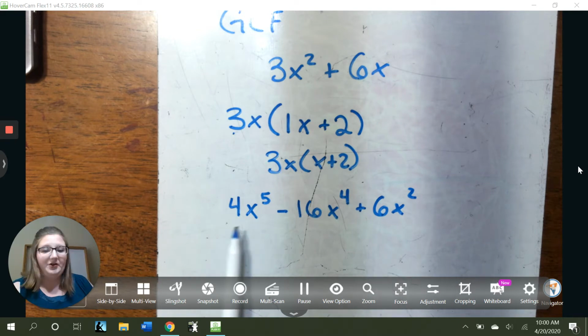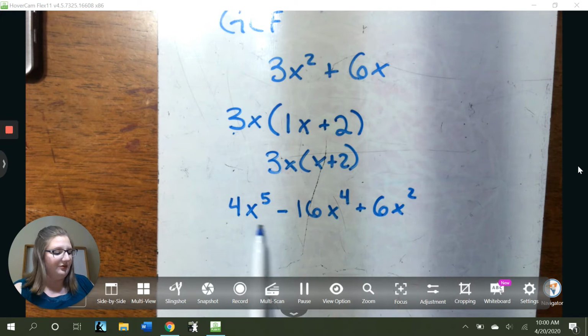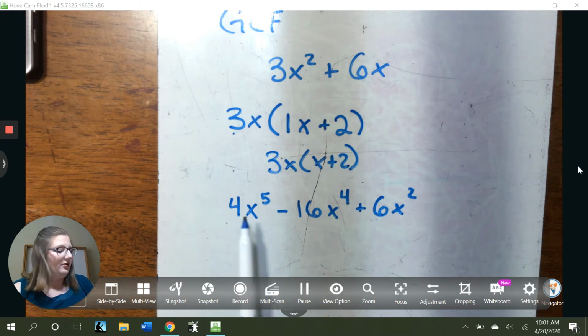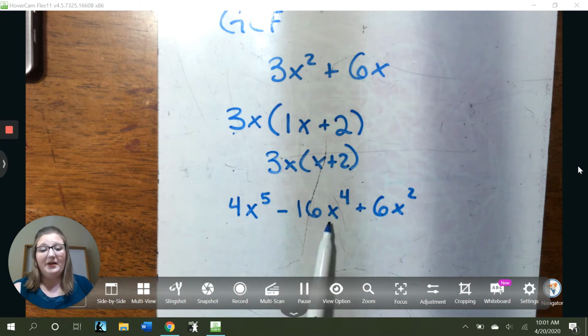So starting with our numbers, we have a 4, a 16, and a 6. 4 and 16 have several factors in common, but 6 makes us have to pick some more specific factors. So if we start with 1, all of these are divisible by 1, but dividing by 1 wouldn't change anything. Next, we go to 2. All of these numbers are divisible by 2 as well. They're all even, so 2 would work. If we move up, 6 is divisible by 3, but 4 and 16 are not. 4 and 16 are divisible by 4, but 6 is not.